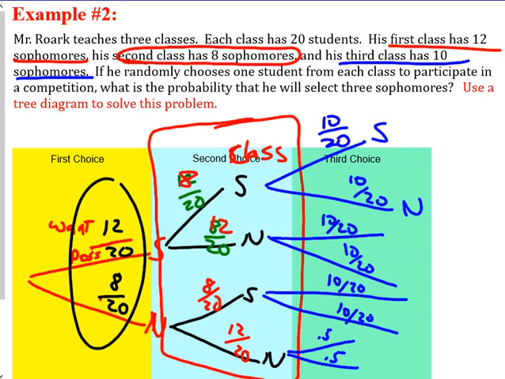Now, here would be a typical question we would ask on the test. We wouldn't say that you have to draw the chart, although actually we might on one of the problems. But you could use the chart to answer this question. What's the probability he'll pick a sophomore, and then a sophomore, and then a not sophomore? And we'd say that like this: probability sophomore, comma, sophomore, comma, not. That means first he gets a sophomore, then he gets a sophomore, then he gets a not a sophomore. Well, there's only one route on this table that gets you there.